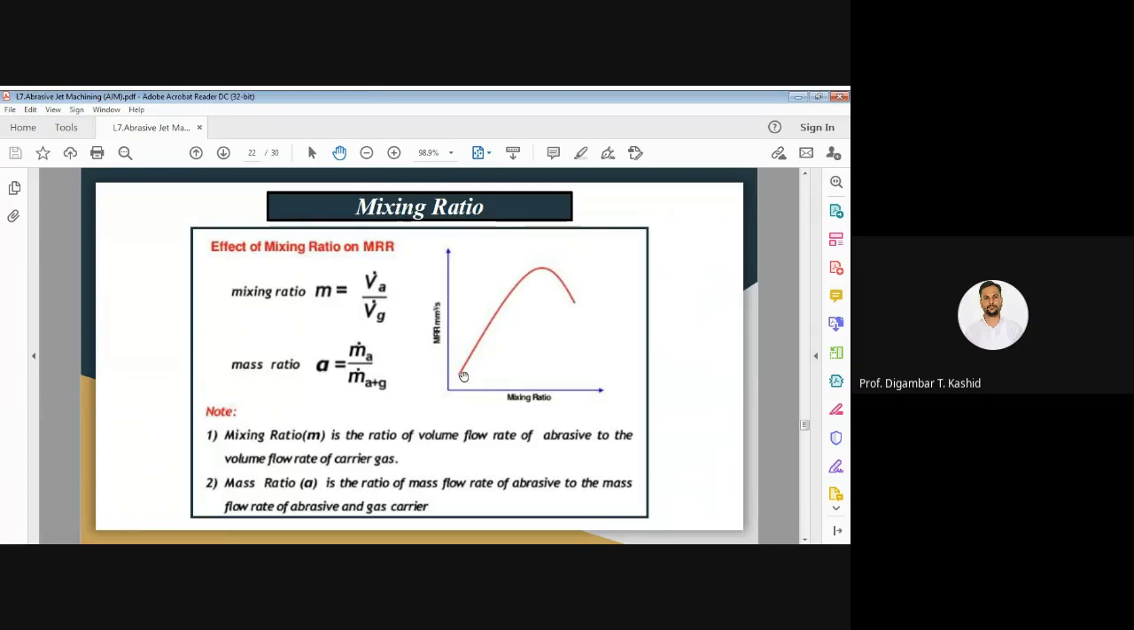Here I have shown the formula of the mixing ratio. To calculate the mixing ratio M, you take the ratio of the volume flow rate of your abrasive to the volume flow rate of your carrier gas. I repeat, volume flow rate of abrasive to volume flow rate of carrier gas. And if you want the mass ratio, then you use the ratio of mass flow rate of abrasive to the mass flow rate of abrasive and carrier gas.